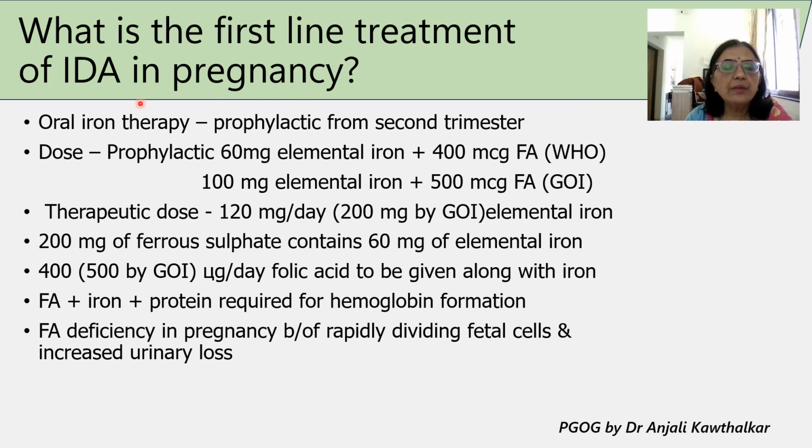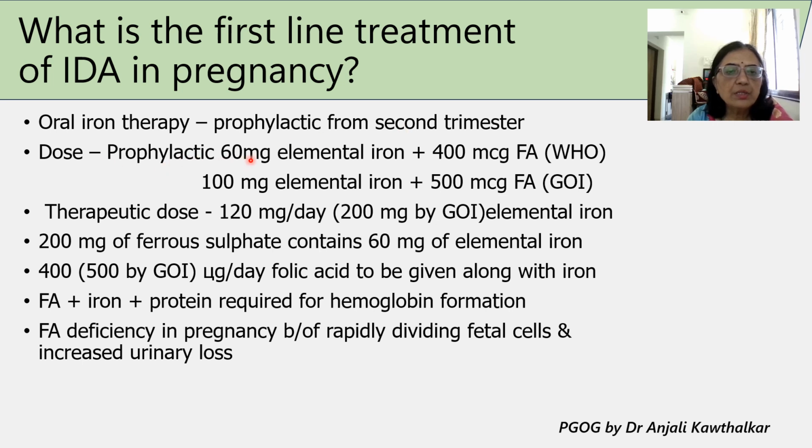Now, what is the first line treatment for iron deficiency anemia in pregnancy? You have diagnosed it as iron deficiency anemia. First line treatment is usually oral iron therapy, and especially prophylactic iron therapy is to be given from the second trimester. It is avoided in the first trimester because it might increase morning sickness or it can worsen the hyperemesis gravidarum.